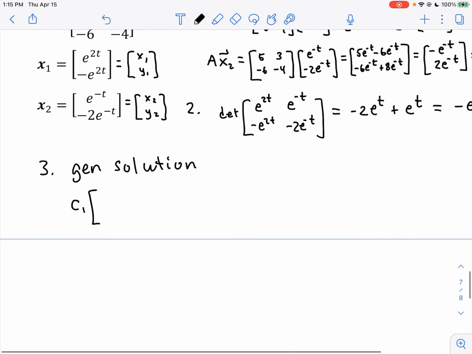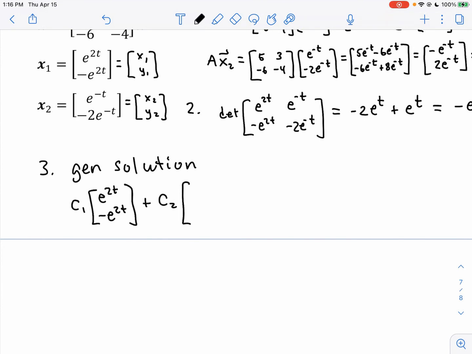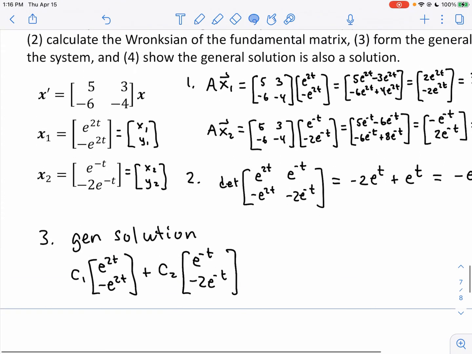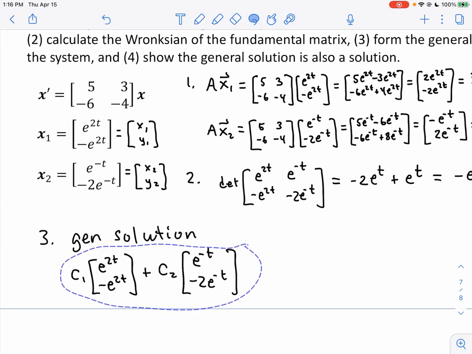So C1 times x vector 1, which is e to the 2t, negative e to the 2t, plus some constant C2 times the second solution, x vector 2, which is e to the negative t, negative 2e to the negative t. This forms our general solution. So if we did have some initial conditions to satisfy, we would use this to try to define C1 and C2 so that our initial conditions are satisfied. But in today's lecture, we're not going that far. Just create the general solution.